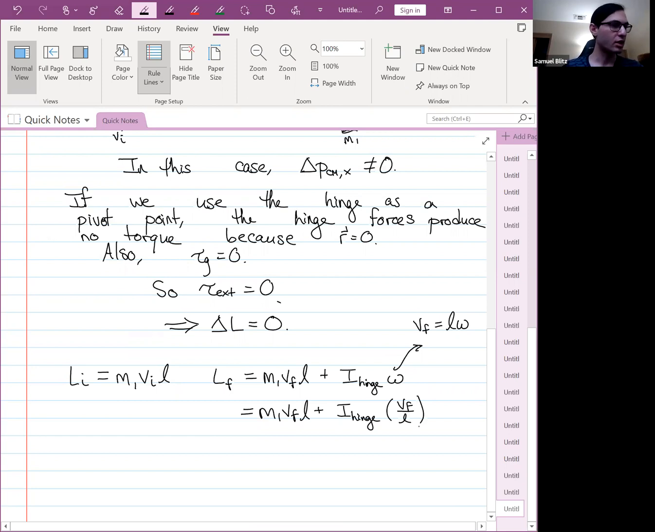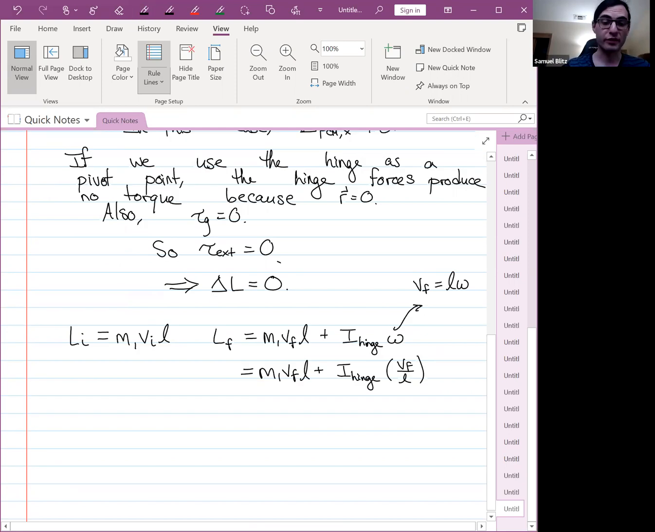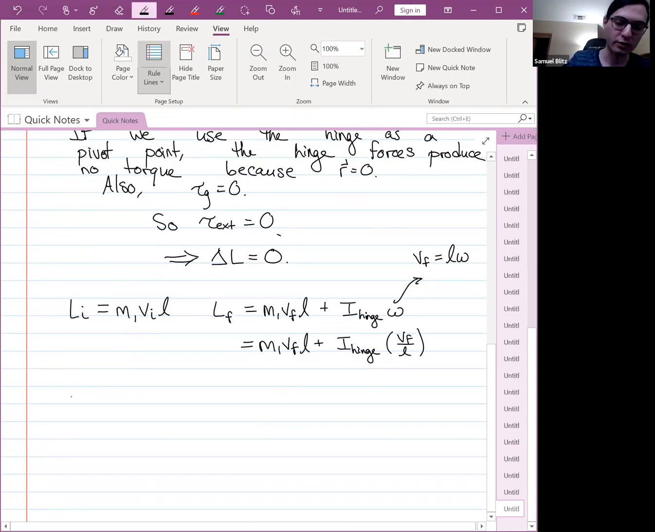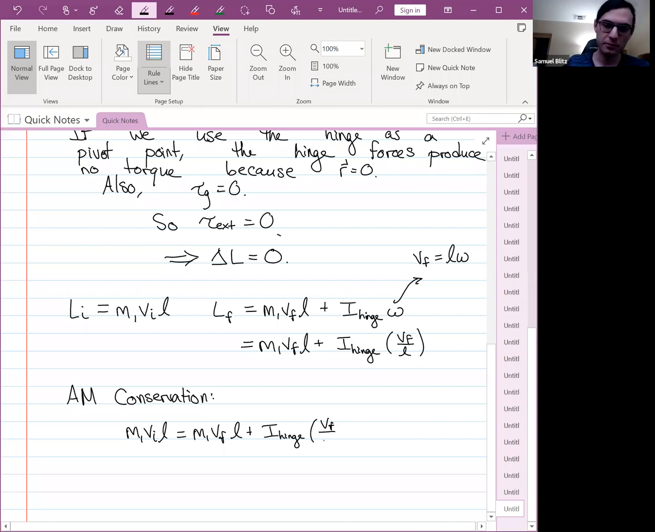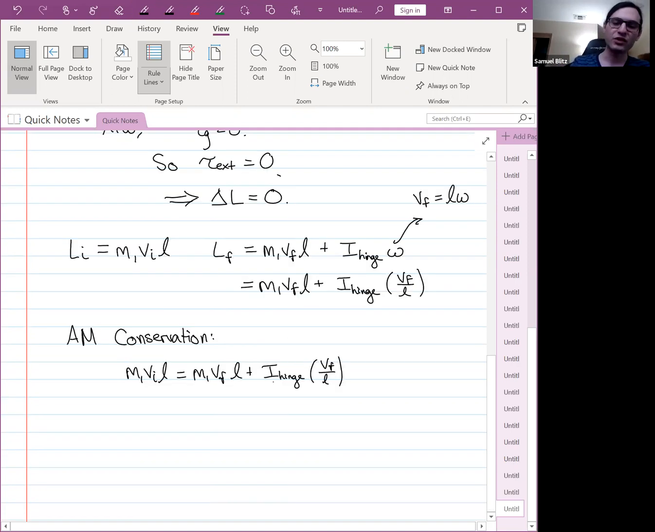Now, we can use angular momentum conservation to set these two things equal to each other. So we have that m1 vi L equals m1 vf L plus the moment of inertia of the rod about the hinge times vf over L. And we could rewrite this, we could factor and simplify. But before we do that, let's figure out what this is.